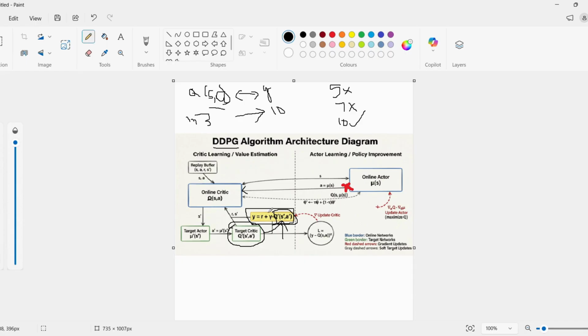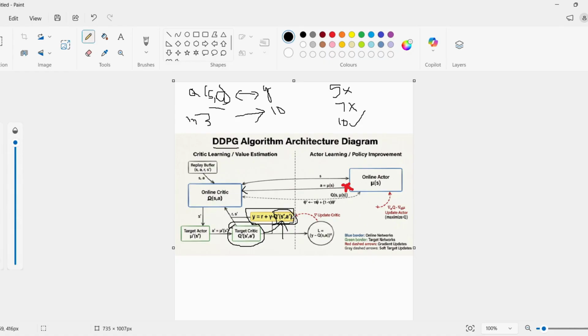We have R, we have gamma, but inside this Q value, there are two symbols. There is S dash and A dash. Do we have the S dash? S dash is basically the next state that we are going to be in after taking action A in state S. Do we get it? Yes. In the replay buffer, we do get S dash. So S dash is sorted. But do we have A dash?